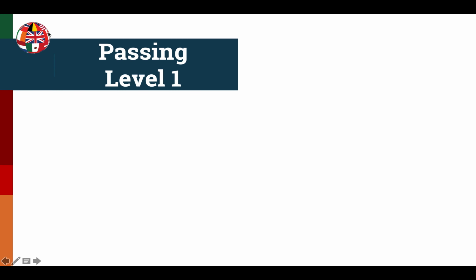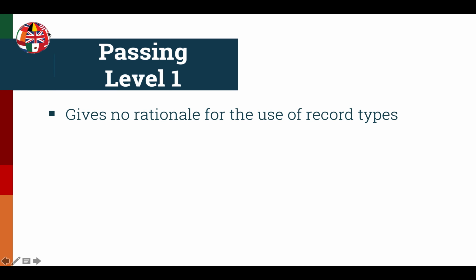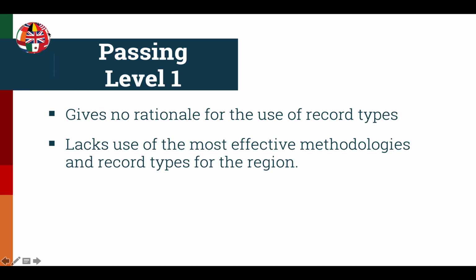Another reason that a project may not pass is that the researcher gives no rationale for the use of record types used. There is no need to give a rationale for every record searched, but do it enough times to show the raters that you understand this concept. And last but not least, the project may lack the use of the most effective methodologies and record types for the region. Be sure to consult the Regional Resources document for the region as a guide.